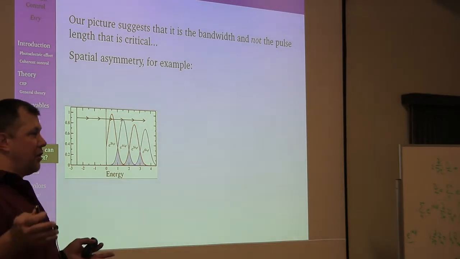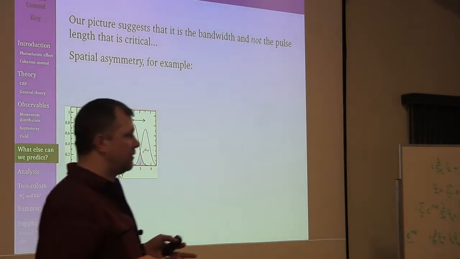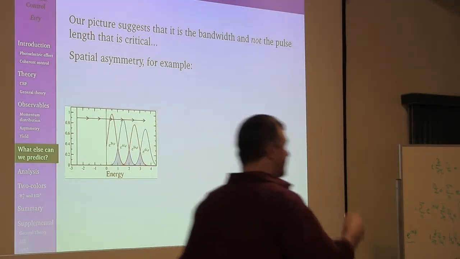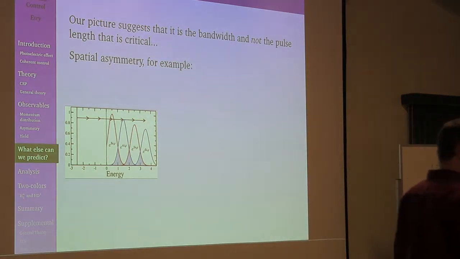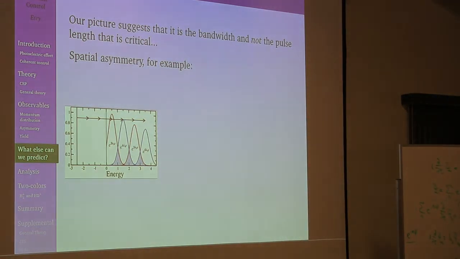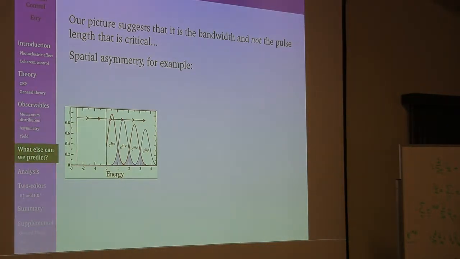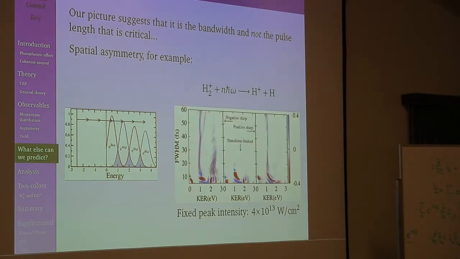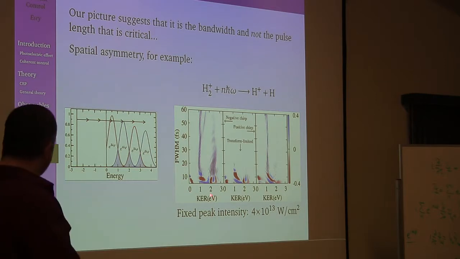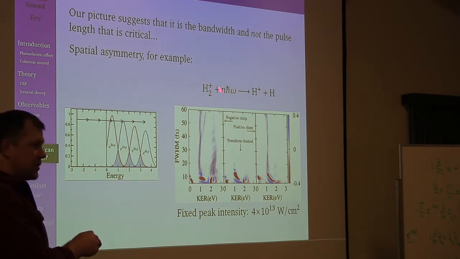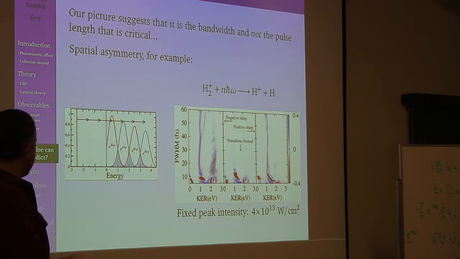Okay? How do you get a long pulse with a broad bandwidth? Anybody? You chirp it, right? Because once you add chirp, the relation between bandwidth and pulse length gets relaxed at least. Okay? So we can do the calculation. So here's our dissociation of H2 plus again into a proton plus hydrogen atom as a function. So this is the KER spectrum, the energy spectrum. And along this axis is pulse length.